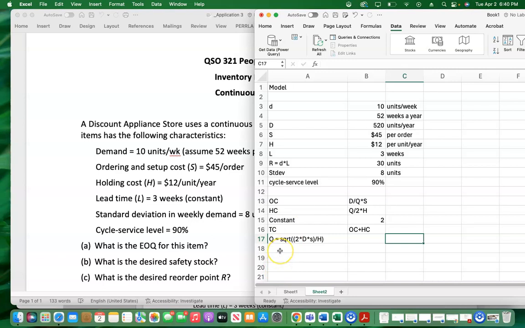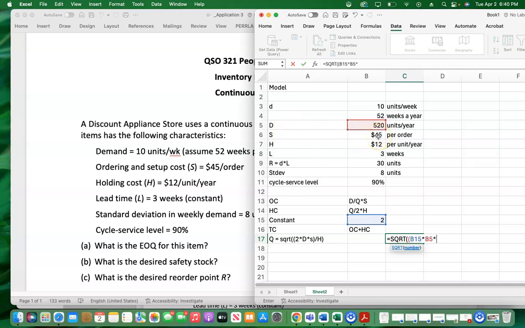So let's find the Q, and I will put the equal sign and type SQR. So that's the square root. And I will add another bracket. And so I will click on the constant, which is 2, and that will be times the annual demand. And our annual demand is 520. And that will be times the setup cost, or ordering cost per order, which is 45.